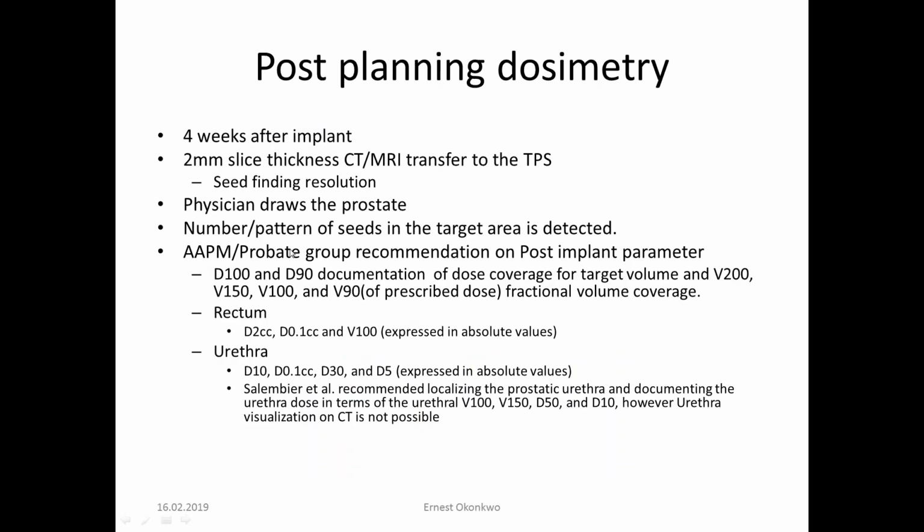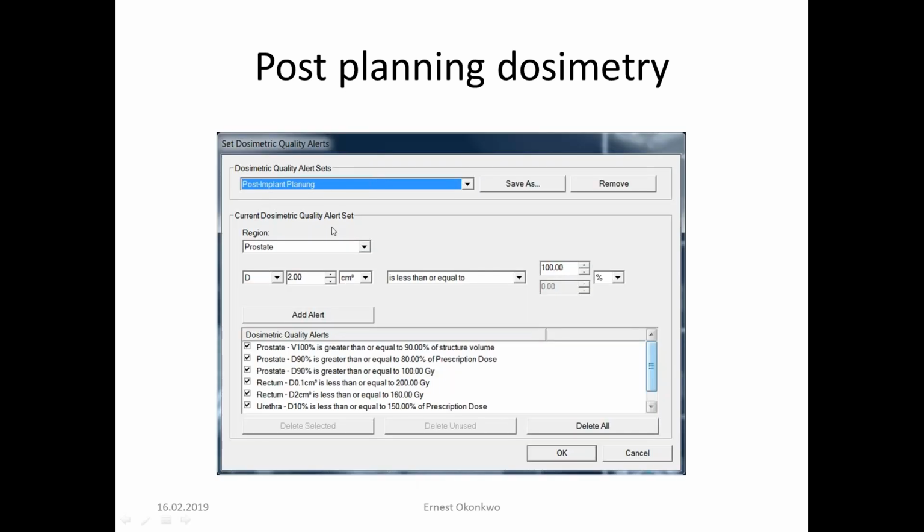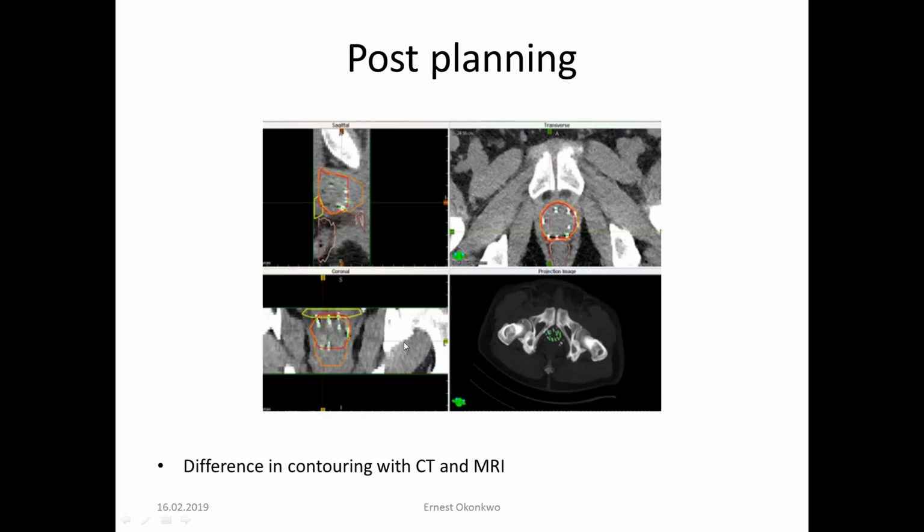There's also a recommendation from AAPM on post dosimetry parameters. D100 and D90 should be documented. V200, V150, V100 and V90 can also be documented. For the rectum and urethra, here you have the parameters that should be documented. That's what we have in our treatment planning system.